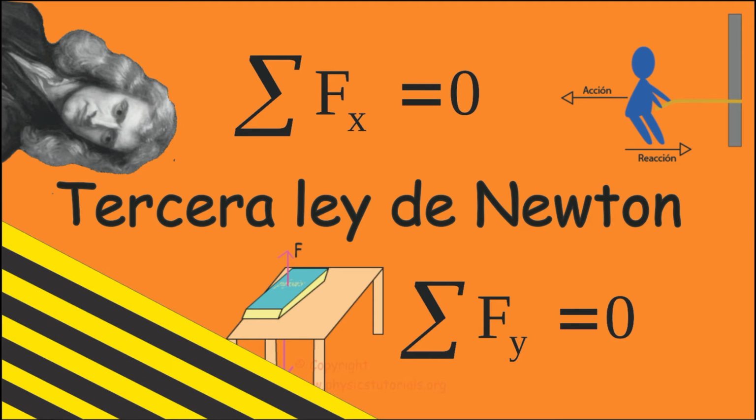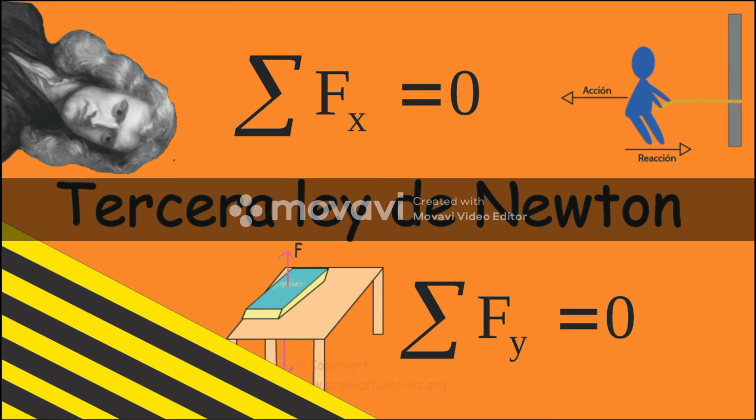What happens in the example is that when we throw an object towards the wall with a certain force, the wall returns the object with the same force, causing it to bounce.